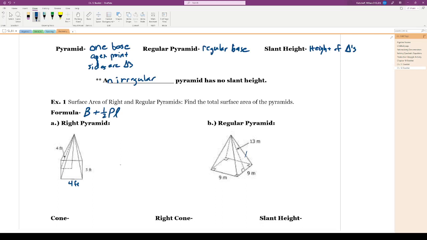And that's going to be a problem because then we don't have a slant height. Not sure what to do with that, honestly.